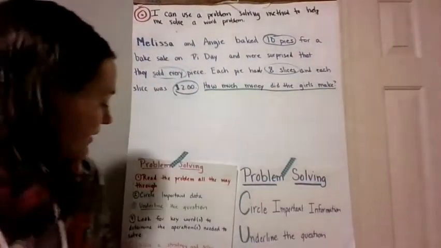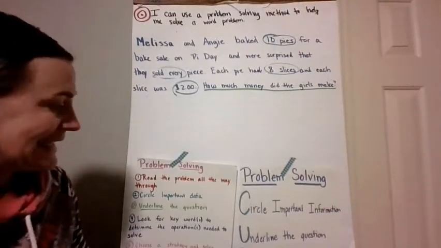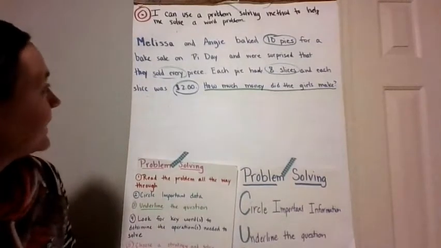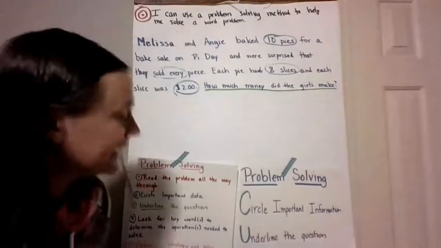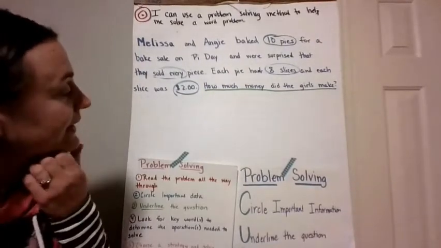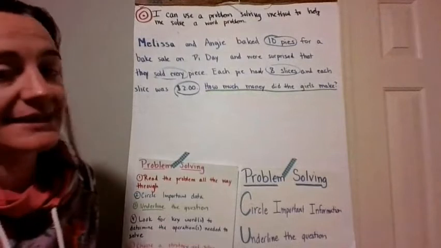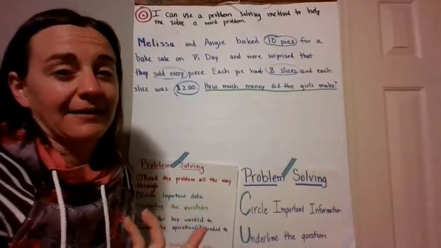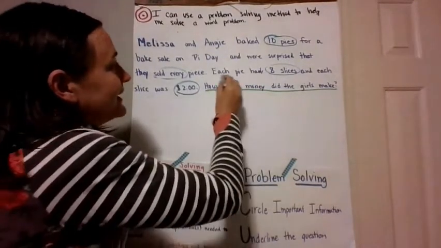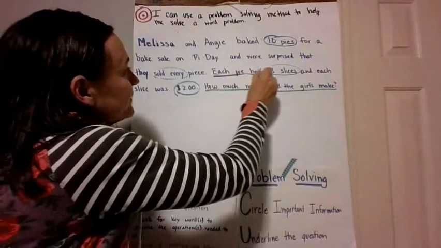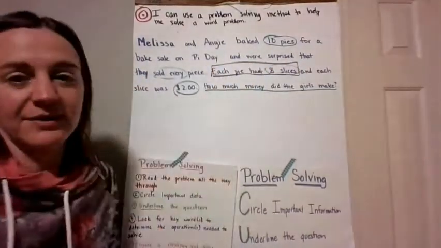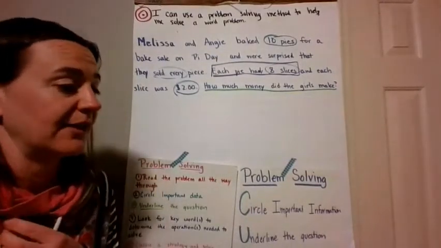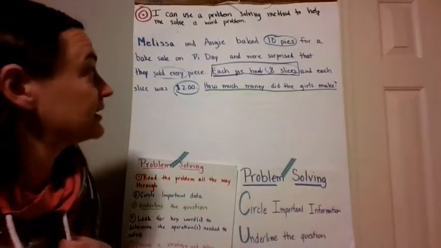Look for key words to determine the operations needed to solve, or box the math language. Those are both the exact same thing. So when I was thinking about this problem, I knew it was really important for me to know that the pie had 8 slices, because that's going to help me know that I have to figure out how many slices there are altogether. So it was important for me to know this math language, even though it doesn't really necessarily determine exactly what operation I'm going to use. It does help me know that I'm going to need to do something with that information.